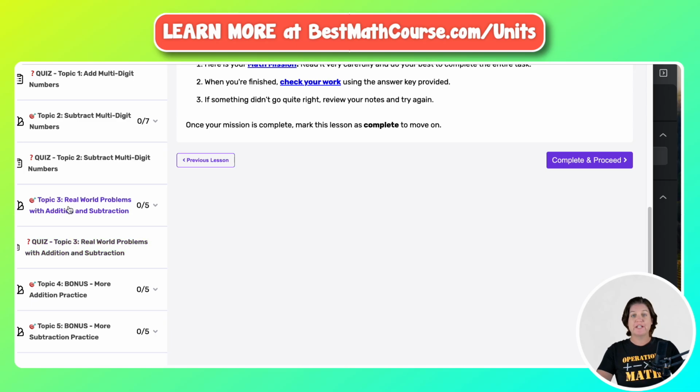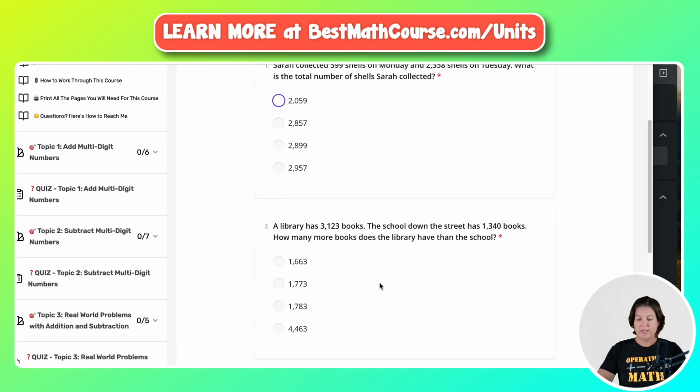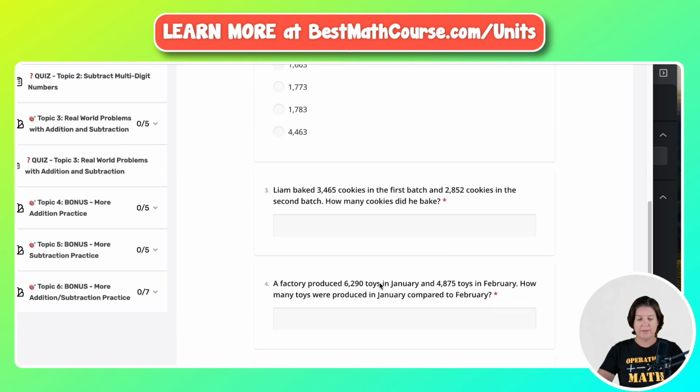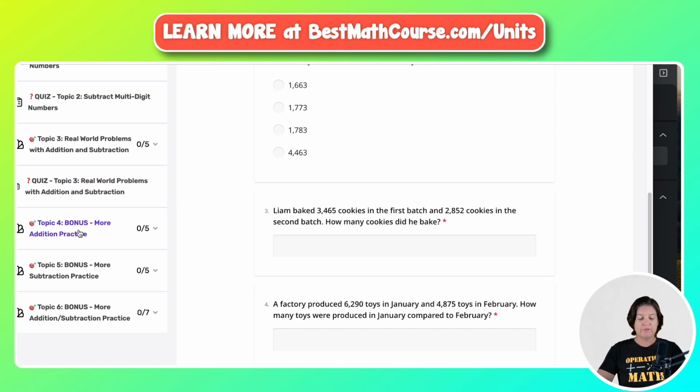After the topic 3 unit, we would go to the topic 3 quiz. Here's a little showcase of the quiz, which is more focused on the word problem element. Okay, and then going into topics 4, 5, and 6, notice there are no quizzes for these. They're just more addition problems, more subtraction practice, more adding and subtracting.